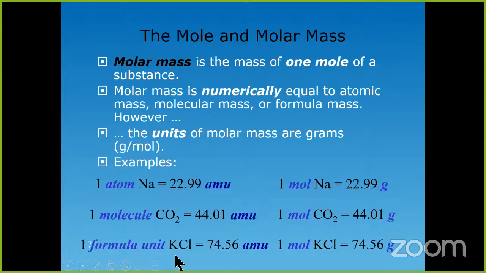Here's another example. Now, in terms of potassium chloride, the formula mass, I should say, of potassium chloride is 74.56 AMU, but the molar mass of potassium chloride is 74.56 grams per mole. So here we see that in each case, the numerical value is the same, but the units are different. All right, molar mass is expressed in grams per mole, but the atomic mass is expressed in AMU, and the same is true for the molecular mass and the formula mass. Okay, so that's basically what molar mass is all about.